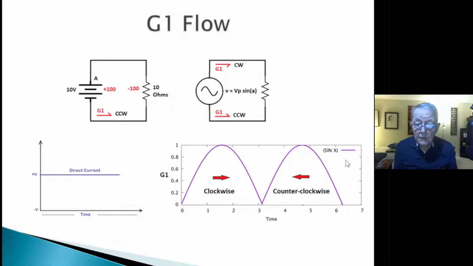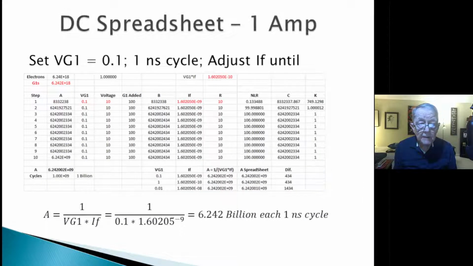And they're both positive. So this is the waveform. It's just that one direction is clockwise, the other direction is counterclockwise. And now this isn't the same. It says sine x. I picked this up, and this isn't really a sine x function. The half wave is. So that's the way the current, the G1s, flow, clockwise and counterclockwise, not plus and minus.